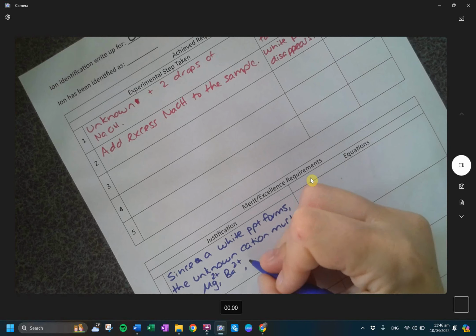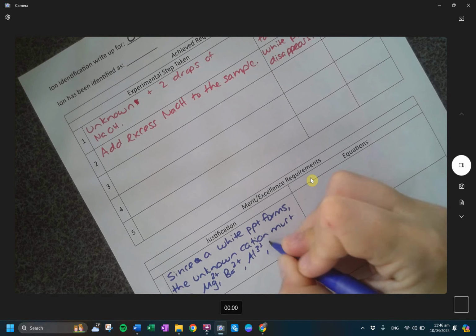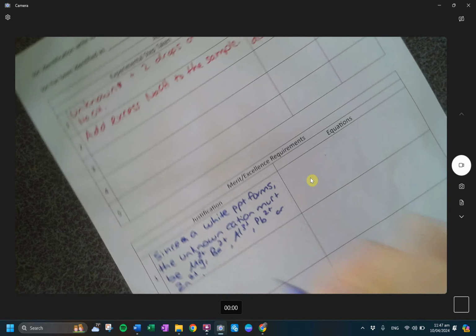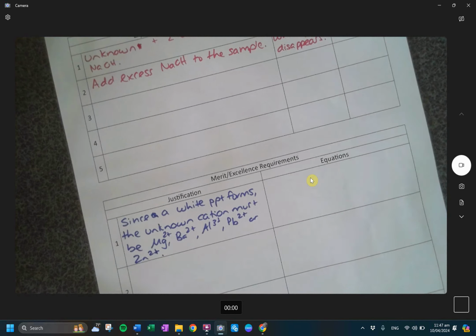What was the other one? Aluminium, lead, or zinc. So that's how I would justify it there. Remember, the justifications are what you need for your merit. Are we okay with that?